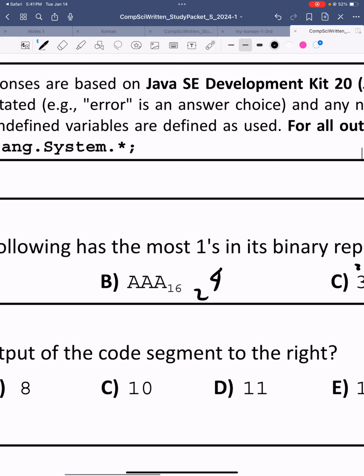16, right? It's going to be 4 digits. How do you get A? Well, A is the number 10. So 10 is going to be 8 and 2, right? 8 plus 2 is 10. So it's going to be 1 and 1, which is 2 ones. So we get 6 again.